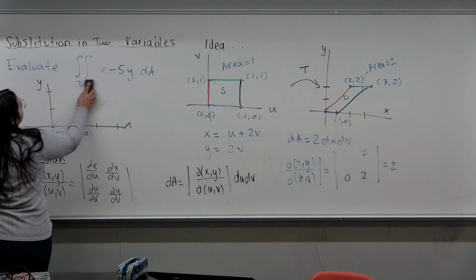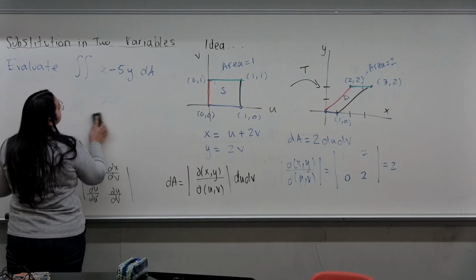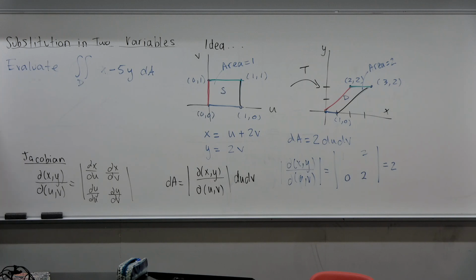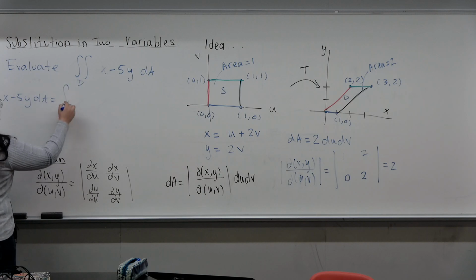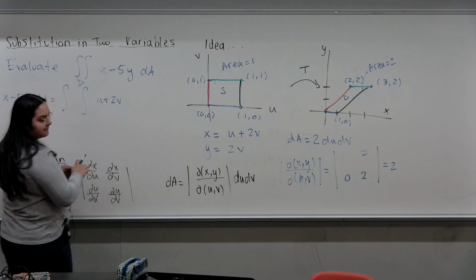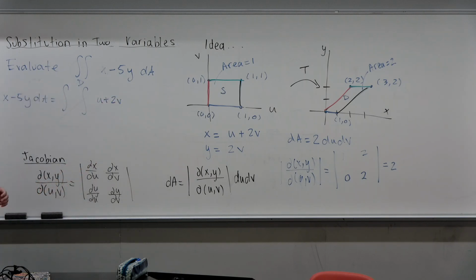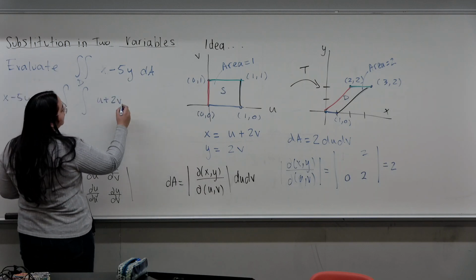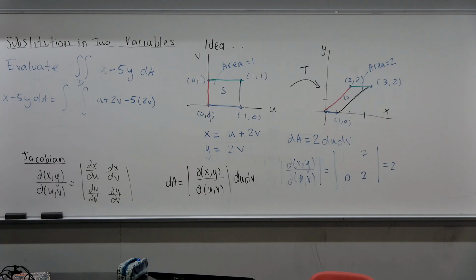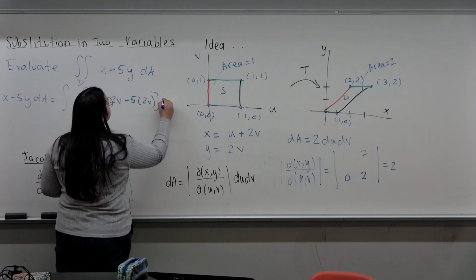So let's evaluate this integral. We'll do the change of variables. So x is u plus 2v, which I'm substituting in. y is 2v, so minus 5 times 2v, times dA, right? dA is the absolute value of the Jacobian, which we computed as 2, times du dv.